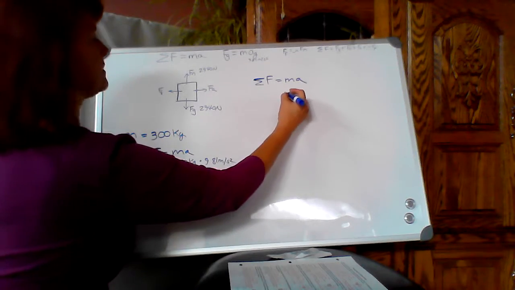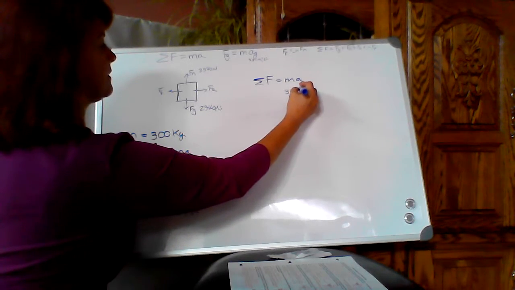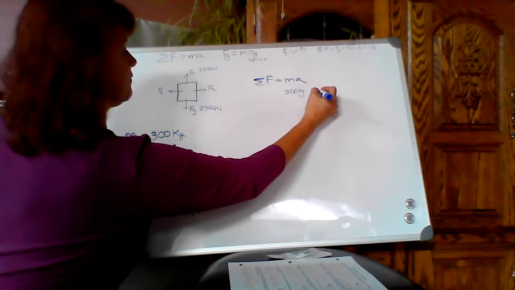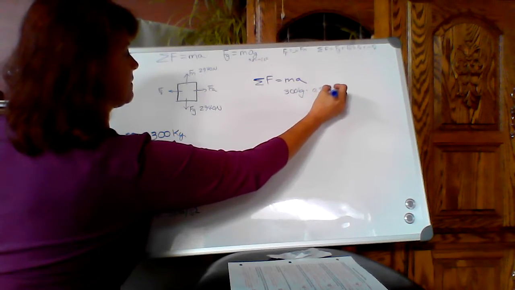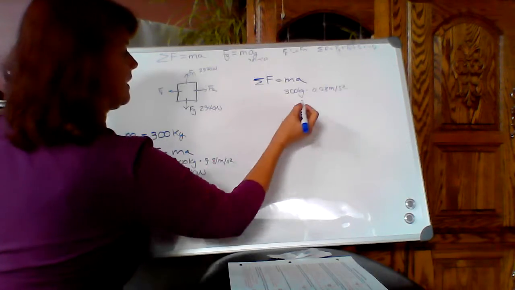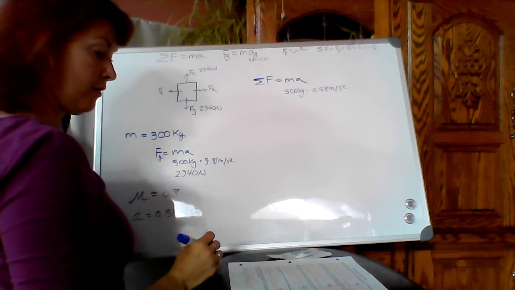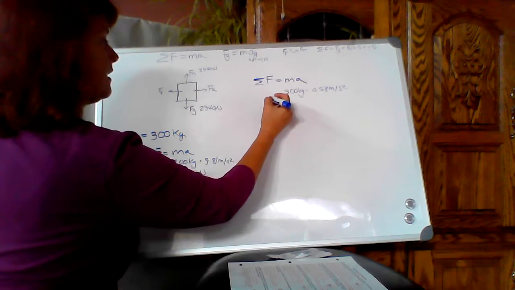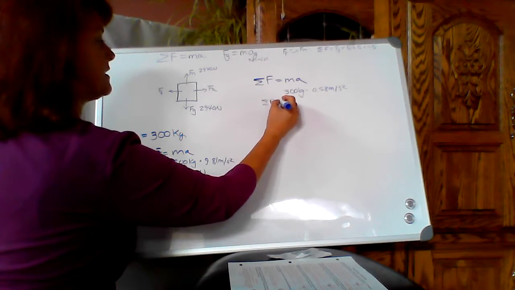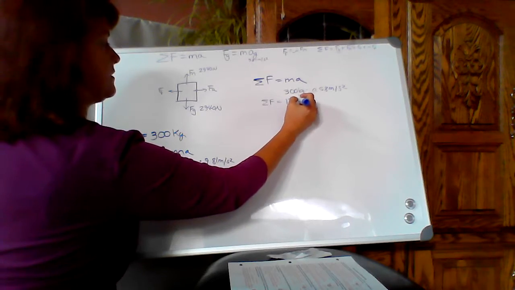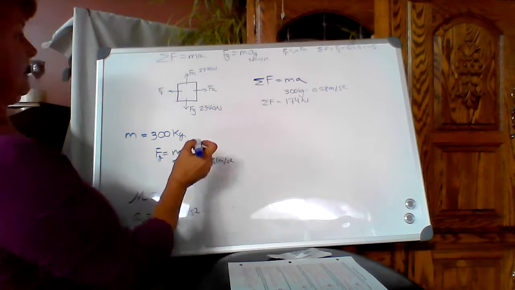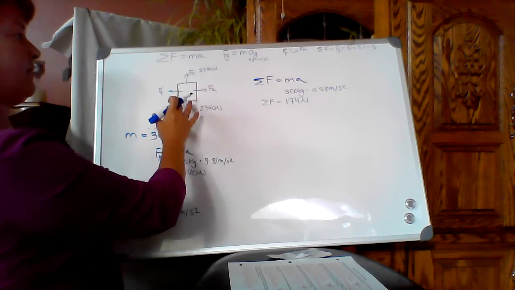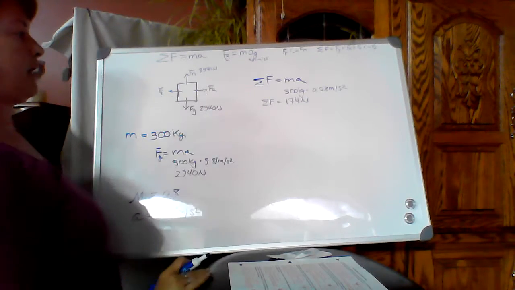We know our mass is 300 kilograms, and we know that it's accelerating at 0.58 meters per second squared. And so using those two numbers, we get the sum of all the forces adding together to be 174 newtons. But we can't really use that yet until we figure out one of these other forces, the applied or the frictional force.